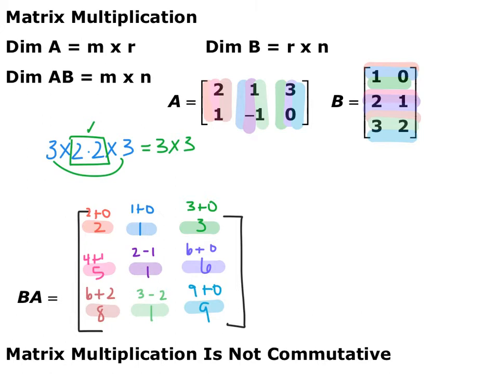So the main point to note is that matrix multiplication is not commutative. We did B times A and A times B, and we did not get the same thing.